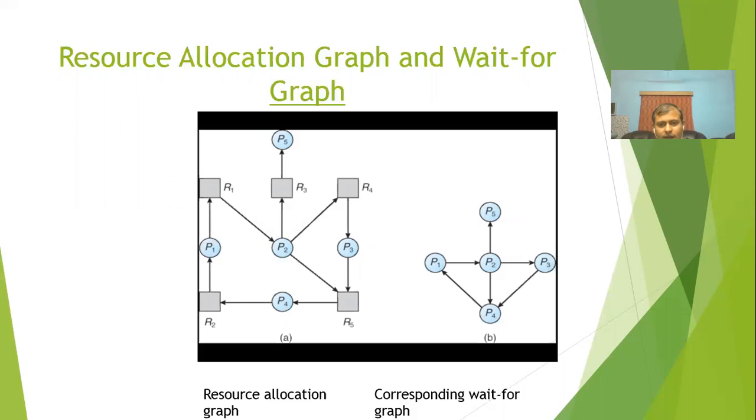So basically, a directed arrow from Pi to Pj will only exist if Pi currently requires a resource, say Rj, and that Rj must be allocated to Pj at the present point of time. That means we are basically making the graph more compact. That is the case here.